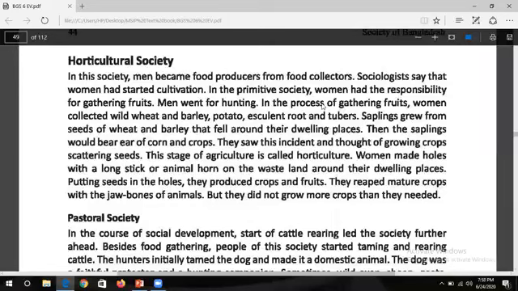When men knew how to cultivate, this period was called the horticulture. Women made holes with a long stick or animal bone on the vast land around their dwelling places. Putting seeds in the holes, they produced crops and fruits. They reaped mature crops with the jaw bones of animals, but they did not grow more crops than they needed.